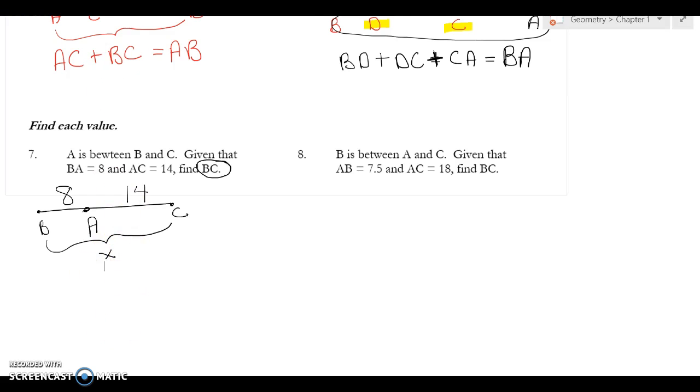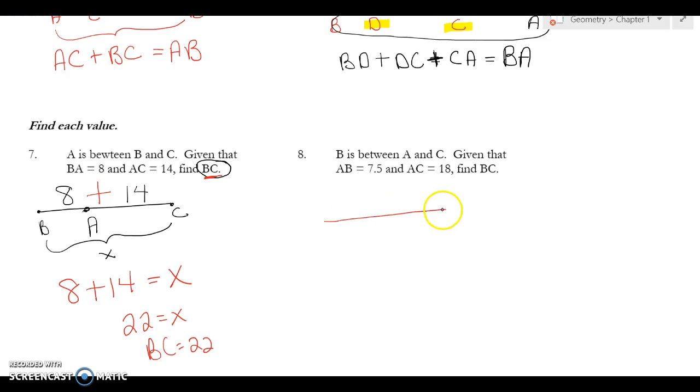Now, what some people will do is put a big plus sign in between, because remember, one small piece plus the other small piece equals the whole thing. Now, 8 plus 14 is 22. So X is 22. That tells me BC is 22, because that's what I was looking for. I was looking for this BC. All right, for number 8, same thing.